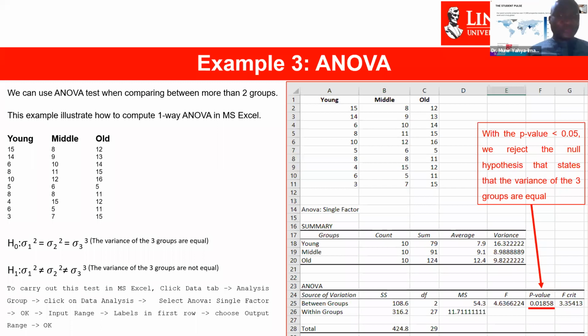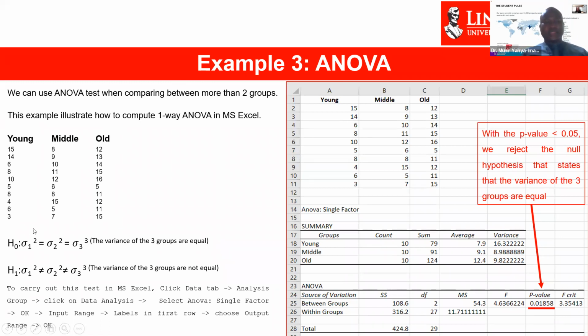We're still going to do more ANOVA later when we get to SPSS, but of course, it can still be done in Microsoft Excel, and that's why I'm introducing it to you now. So this example illustrates how to compute one-way ANOVA in MS Excel. Here we have this data. For young, we have this group. For middle, we have this group. And for old, we have this group.